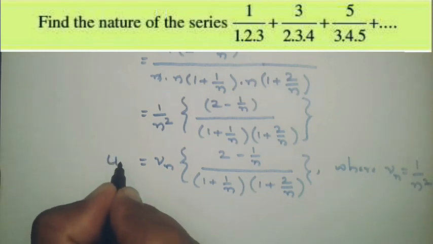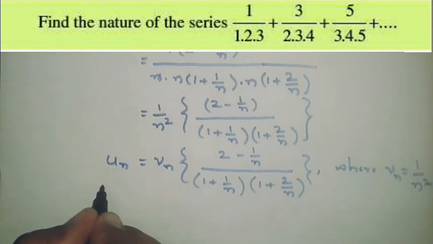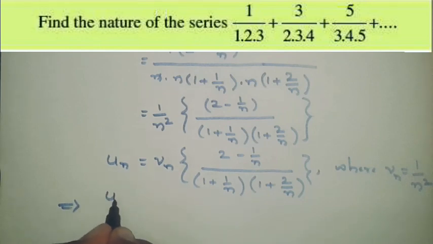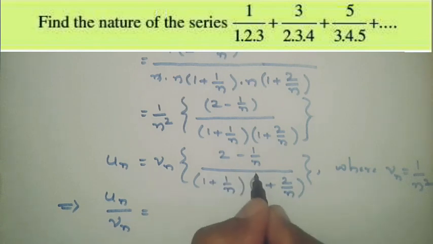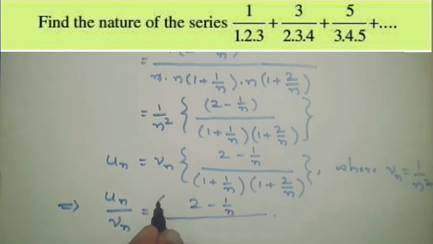So this is the thing we are having. Now on LHS we are having un. We want to have un divided by vn. So let us take this vn to the denominator. So un divided by vn is equal to this bracket only, that is 2 minus 1 by n divided by 1 plus 1 by n, 1 plus 2 by n.